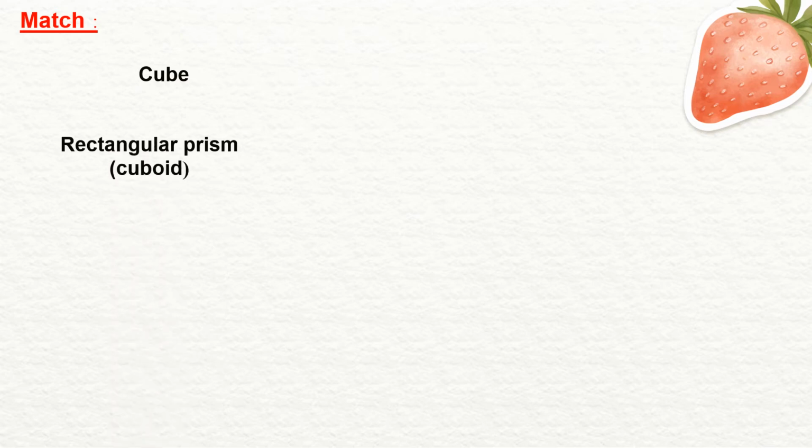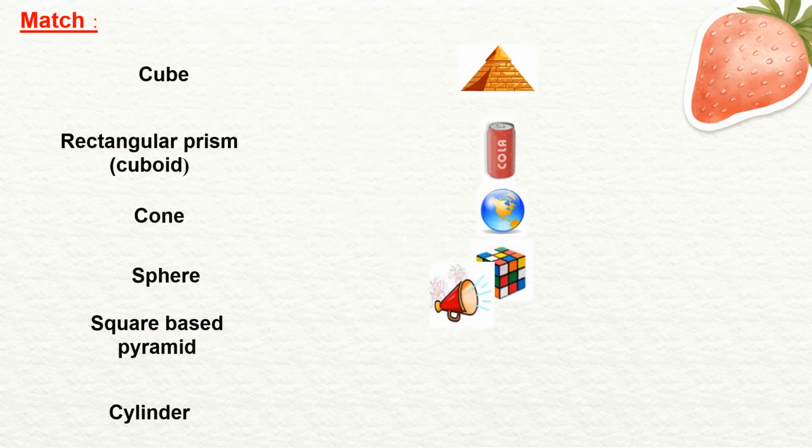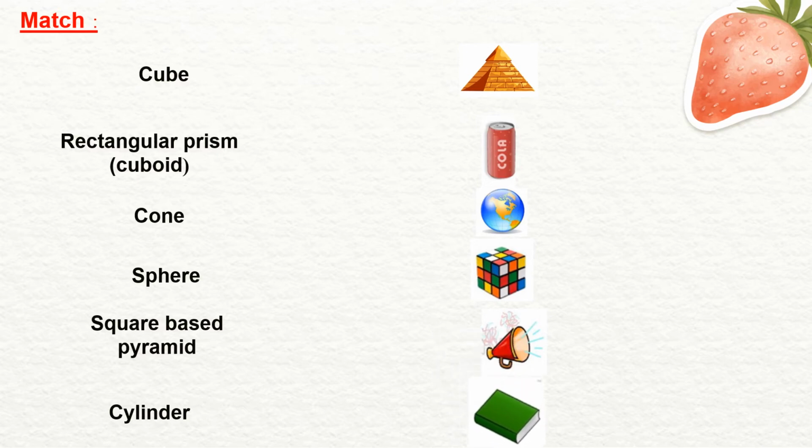Now let's match the 3D shapes with the similar in our real life. Here we have cube, cuboid, cone, sphere, square-based pyramid, and cylinder. And we have some pictures from our real life. The first one, cube. Which one of these are in shape of cube? I can see the Rubik cube in shape of cube.